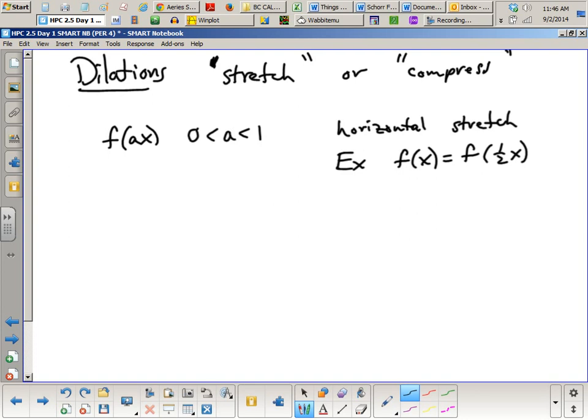Here's a graph for you. Let's say you had this function. Just a little function here. Maybe you've seen it, maybe you haven't. Doesn't matter. If this is the graph of f, the graph of f of 1/2 x is basically twice the width.